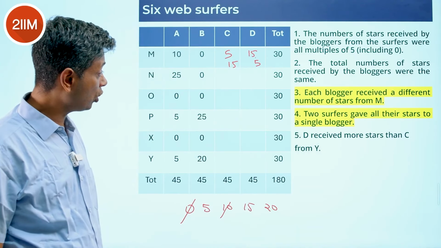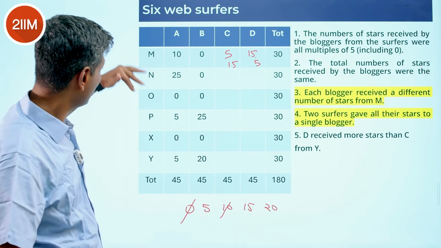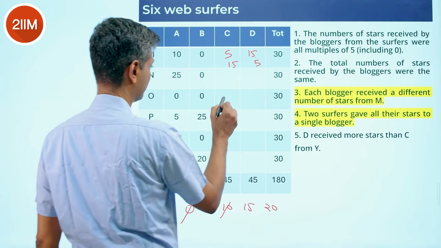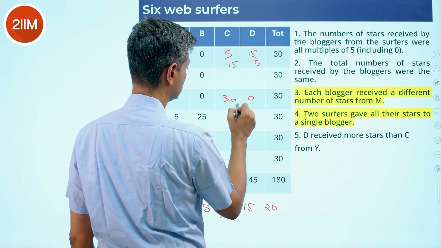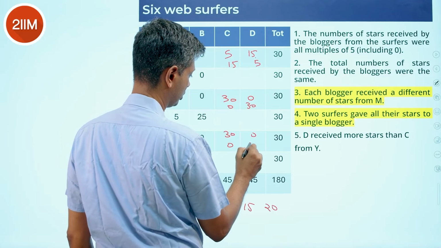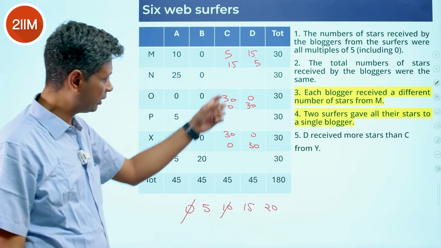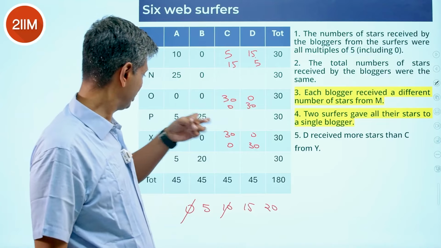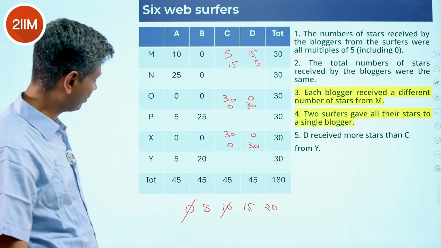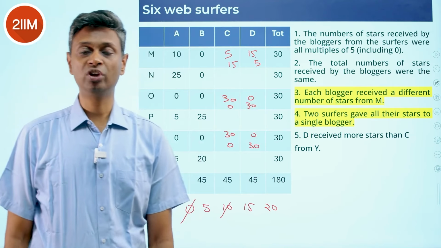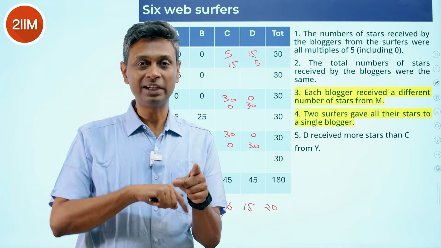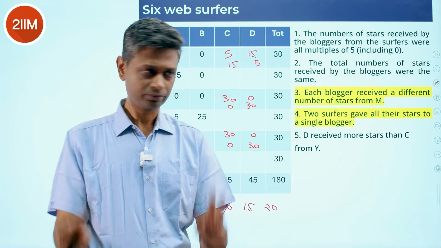2 surfers gave all their stars to a single blogger. Not M, not N, not P, not Y. So O and X are 30/0 or 0/30. Obviously, this cannot be 30 and 30. If O has given 30 to C, X has given 30 to D, or D and C the other way. Right? So O and X have given C and D 30 and 0 in some order. And if O gives C 30, X gives D 30 or the other way around. Lovely.